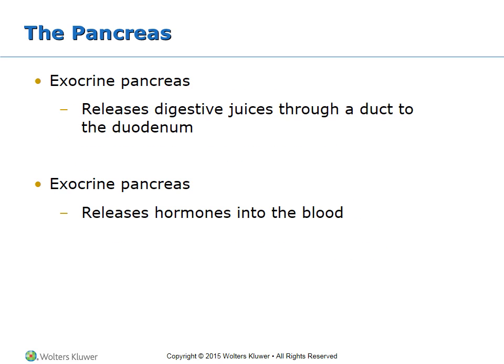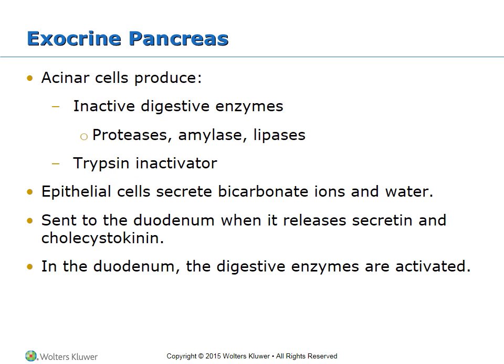Our pancreas has exocrine jobs and endocrine jobs. The exocrine pancreas releases digestive juices through a duct into the duodenum. The second bullet here should say endocrine pancreas releases hormones like insulin into the blood. So the exocrine pancreas, you can see all of the jobs that it does here. Its main job is to secrete those digestive enzymes and activate them so that it can help break down food better.